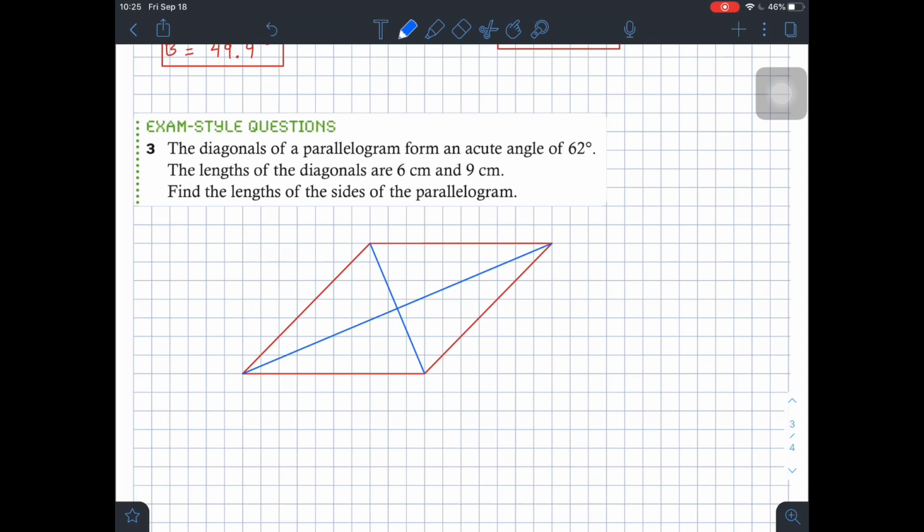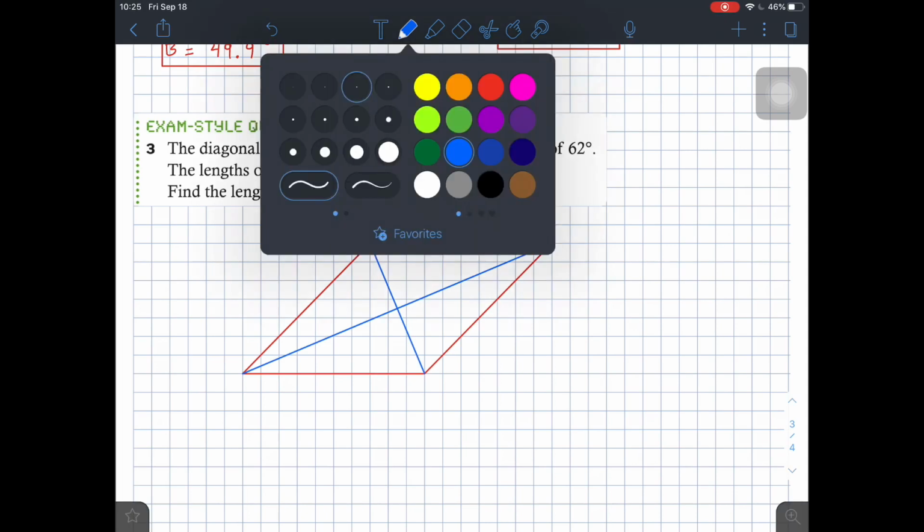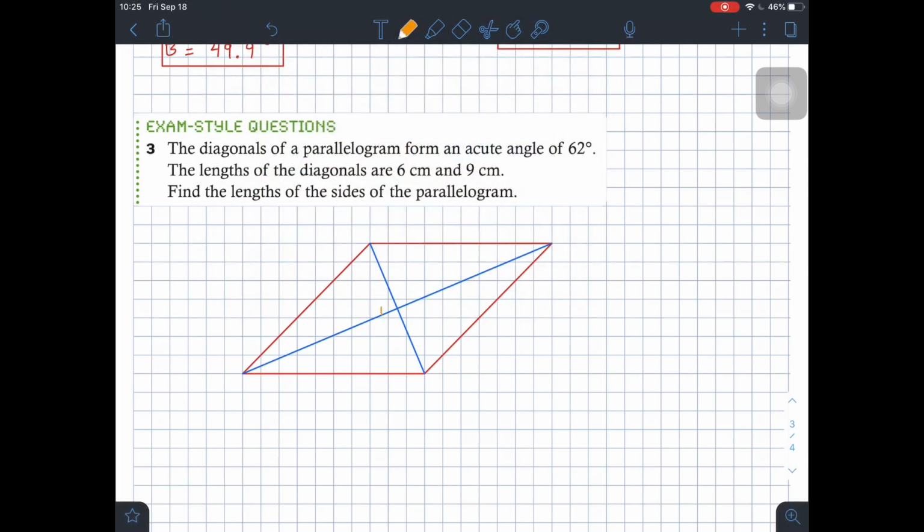So it says that the acute angle formed by the diagonals is 62 degrees. The acute angle, well, actually in this figure, yes. The acute angle would be this one over here. The one that is less than 90 degrees, right? This is 62 degrees. And this angle over here, by consequence, would also be 62 degrees, right?